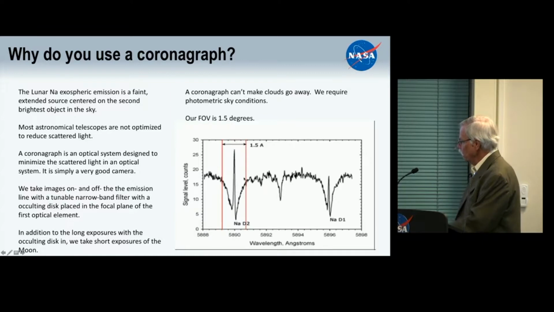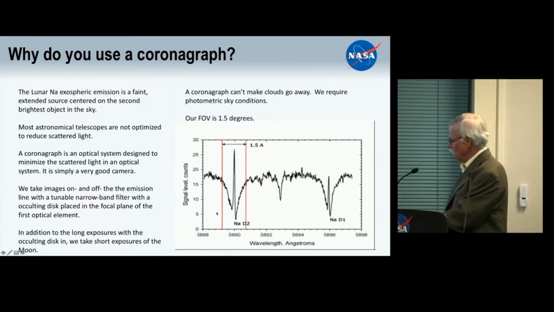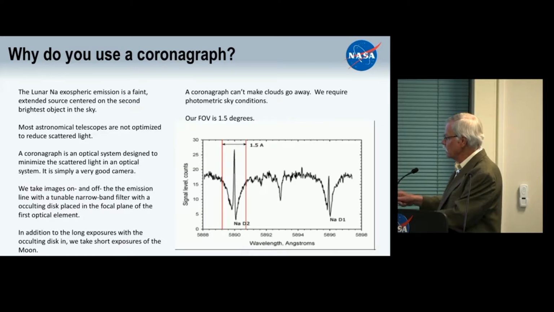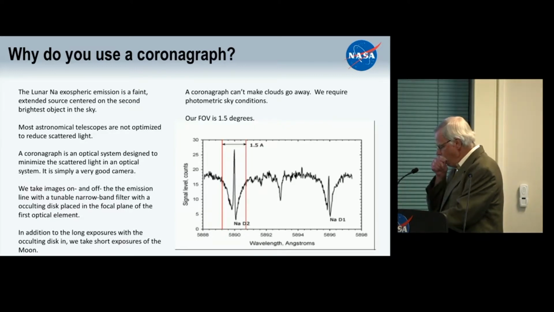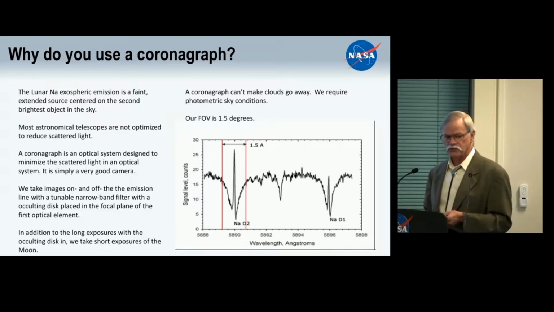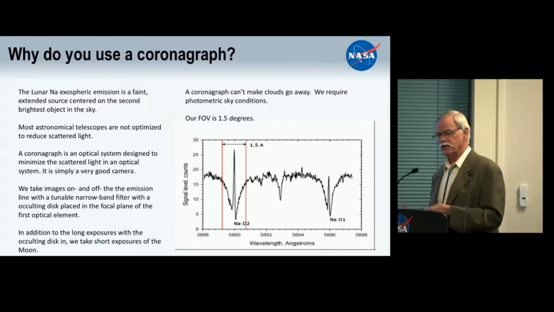This is the width of our filter, about 1.5 angstroms. This is on top of a spectrum right off the lunar limb. So you see sodium and you see scattered light, because even if we get the scattered light out of the telescope, there's scattered light in the sky.